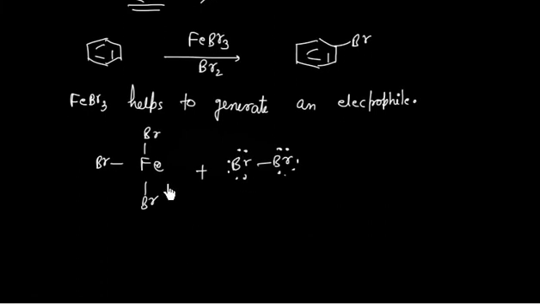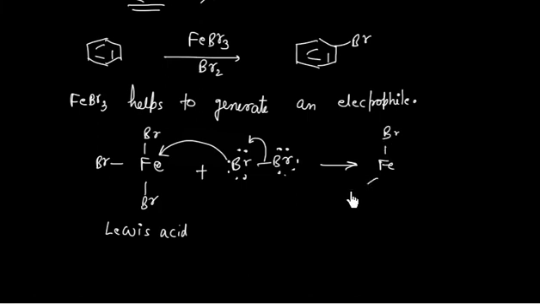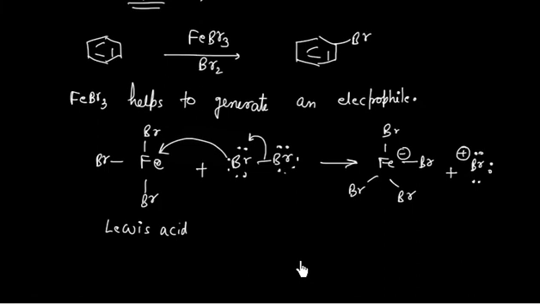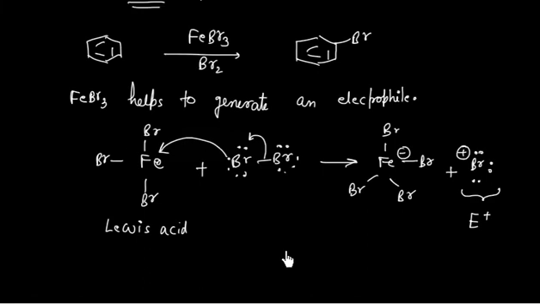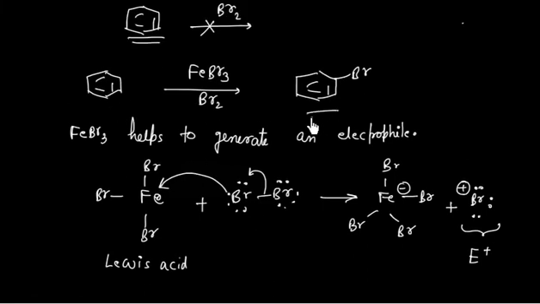FeBr3 is a Lewis acid because it has only 6 electrons. So this electron cloud can attack this Fe. This bond pair goes here. So we will have FeBr4 minus plus Br plus. So we have generated the electrophile. Br plus is the electrophile. Now we will have electrophilic attack on benzene, and the final product is a substitution product.